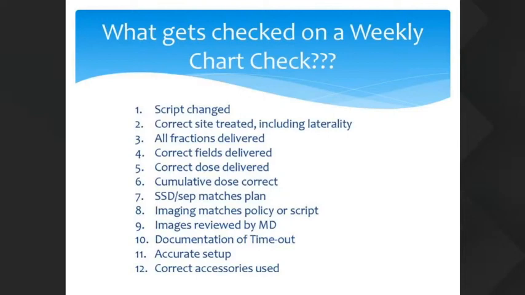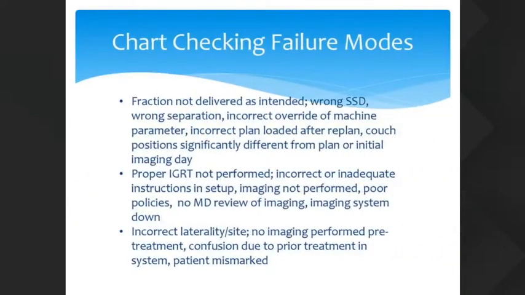But what did we find using FMEA when we were looking for these high-risk failure modes? These were some of the failure modes that we actually found. The fraction not delivered as intended. Take a look at the rest of the list and see how many on this list you would easily catch on a physics chart check and which may be difficult. Which are more likely to occur in your clinic? Which would lead to a severe effect if never detected?